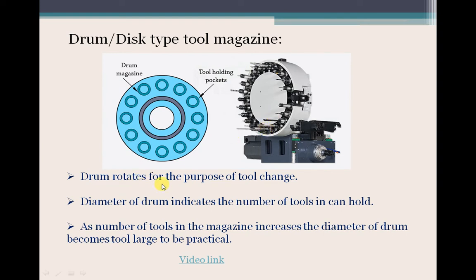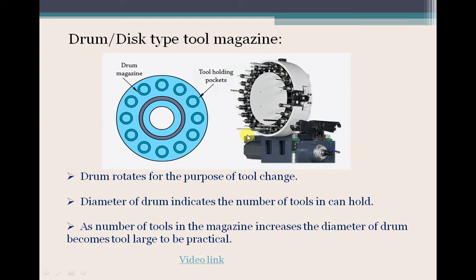So the drum rotates for the purpose of tool change, just like we have seen in the turret type of tool magazine. Here the drum rotates for getting the tool change. The diameter of the drum, of course, indicates the number of tools it can hold. If the diameter is more, the size of the circle is more, I can store more and more number of tools. But as the number of tools in the magazine increases, the diameter of the drum becomes too large to be very practical. So this has a limitation over here.